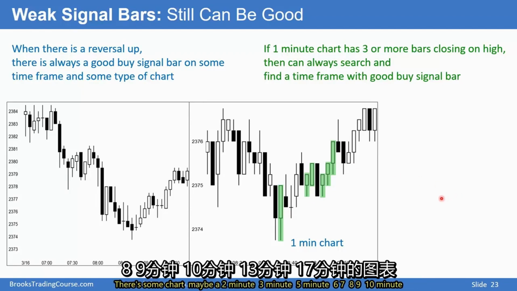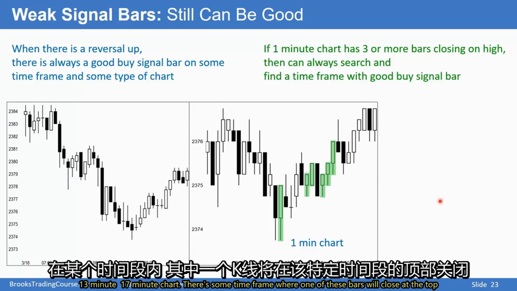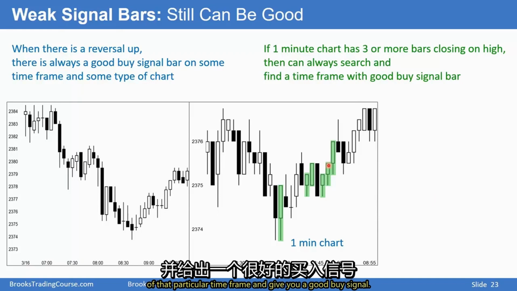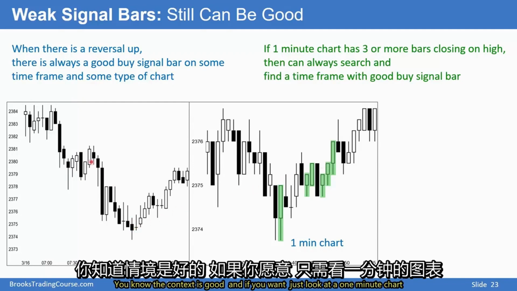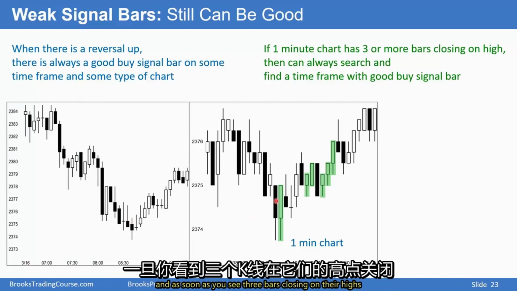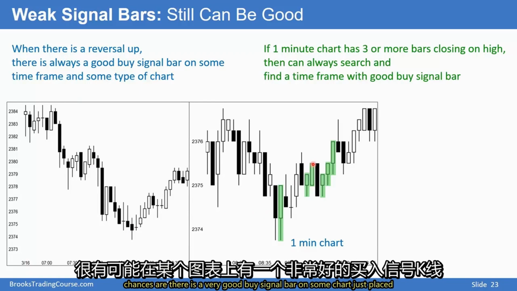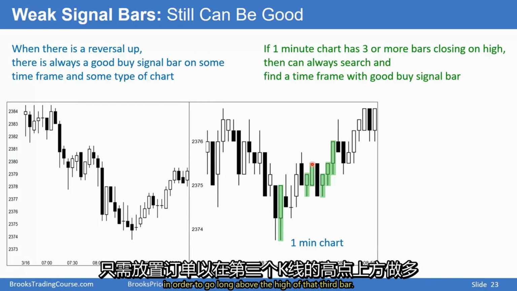There's some chart, might be a 2-minute, 3-minute, 5-minute, 6, 7, 8, 9, 10-minute, 13-minute, 17-minute chart. There's some time frame where one of these bars will close at the top of that particular time frame and give you a good buy signal. You don't need to know that. You don't need to find that chart. You know the context is good, and if you want, just look at a 1-minute chart, and as soon as you see 3 bars closing on their highs, chances are there is a very good buy signal bar on some chart. Just place an order to go long above the high of that third bar.